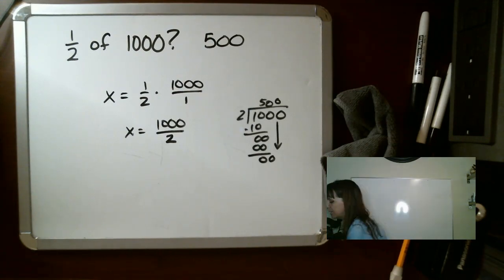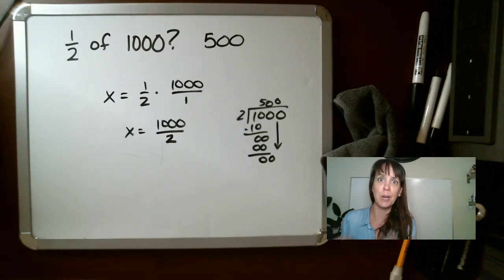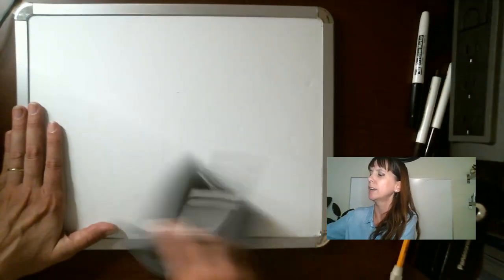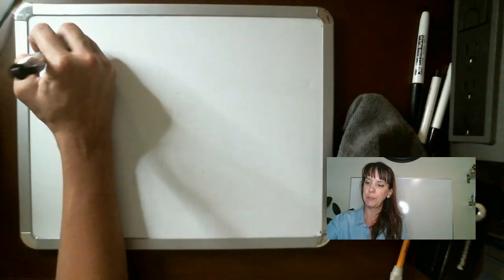It's a good idea though to start thinking about that. When you think half, you cut something in half, right? And so if we cut 1,000 in half, we get 500. Good. All right, so we're looking at now letter F.